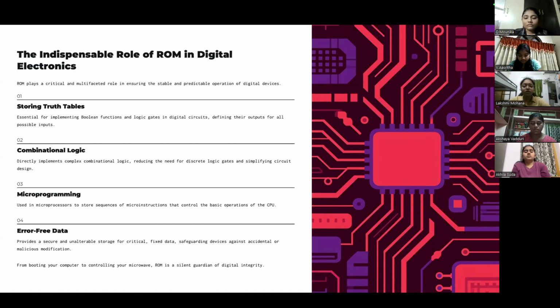First one, storing truth tables. ROM is widely used to store truth tables for Boolean functions. By mapping each possible input combination to the corresponding output, ROM helps implement logic gates and digital functions efficiently. This allows complex logic operations to be handled without requiring additional hardware.